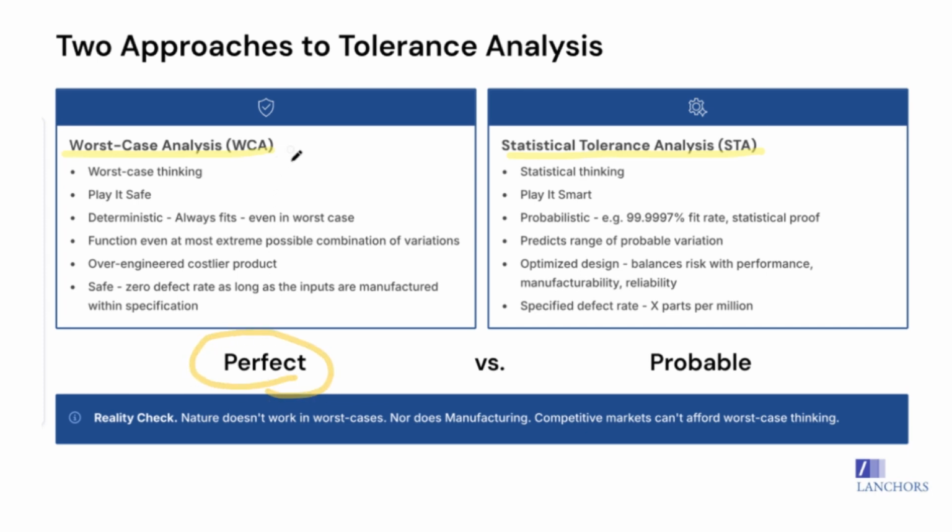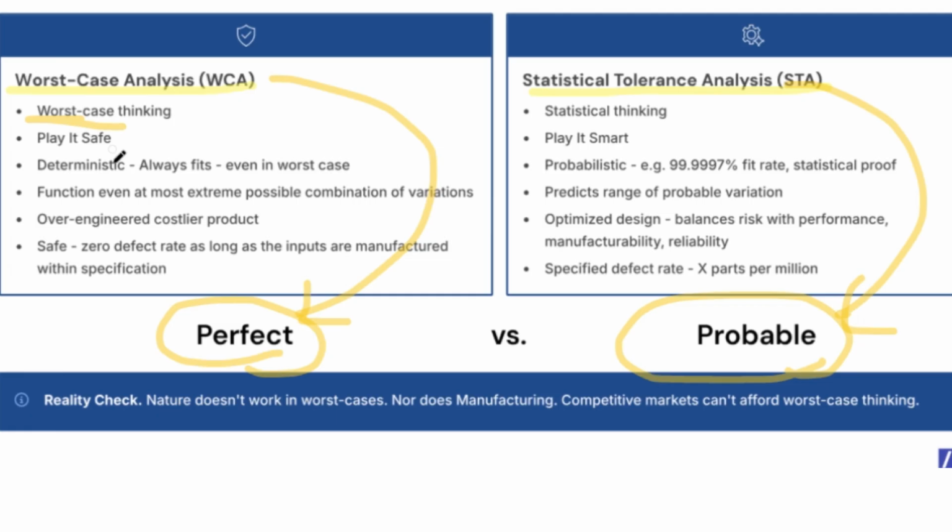So the main differences between the worst case method and the statistical analysis method lie in their core assumptions regarding component variation, their resulting output, and their use case. The worst case analysis is fundamentally worst case thinking, whereas the statistical method is statistical thinking. So it acknowledges that it's very rare that all the dimensions happen at their extreme values at the same time. So we have these two approaches.